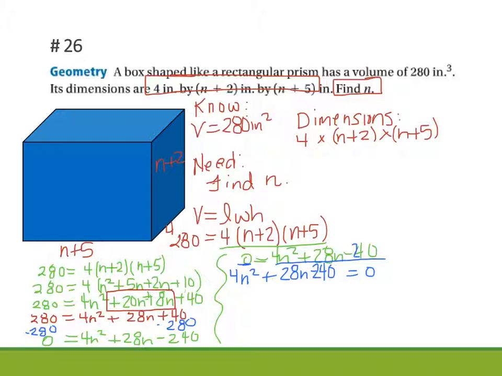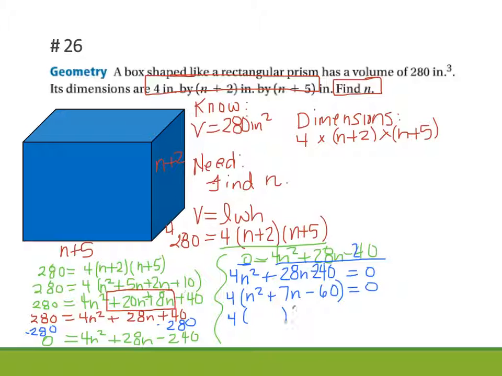Okay, so your next step will be to factor this. Notice that all three terms have a common factor. The common factor is 4. So we can pull that common factor out. Okay, so I just divided everything by 4.